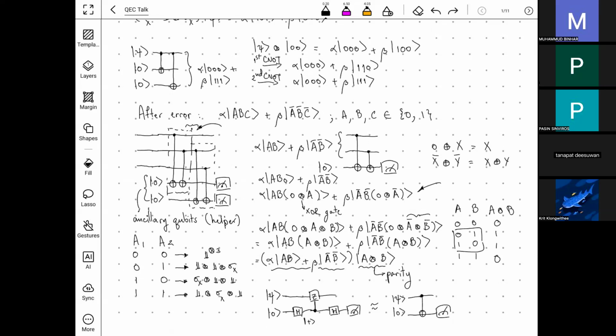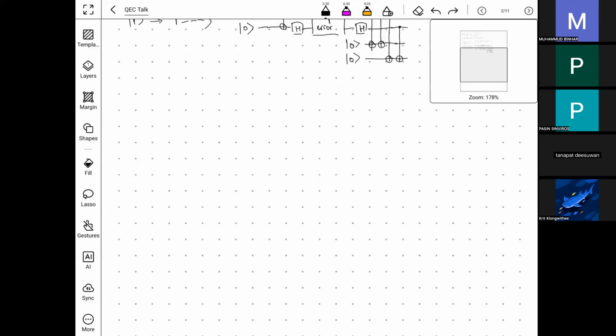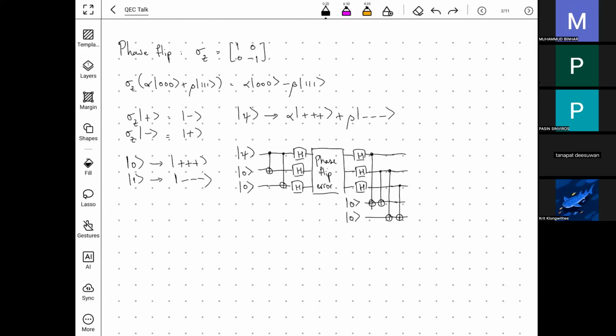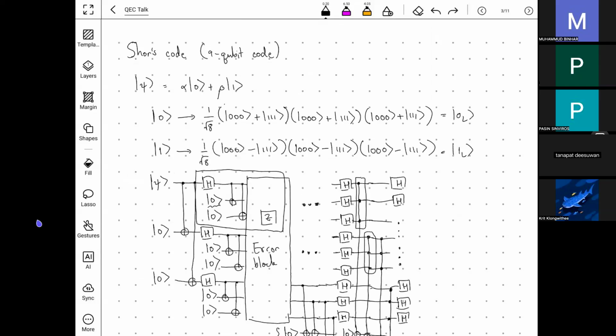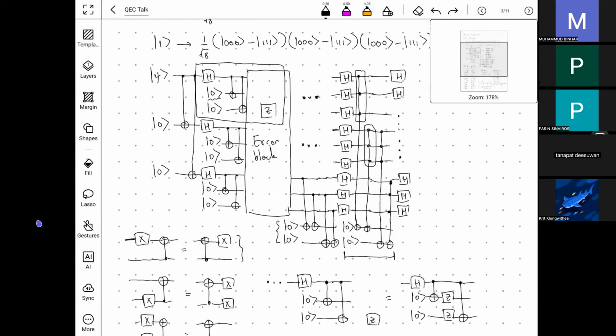The same thing goes for the three-qubit phase flip code, which is here. It cannot correct the bit flip, but the Shor code is, let's say, an amalgamation of these two codes. It's basically just these two codes strung together, so it can correct any arbitrary errors, like this one here.